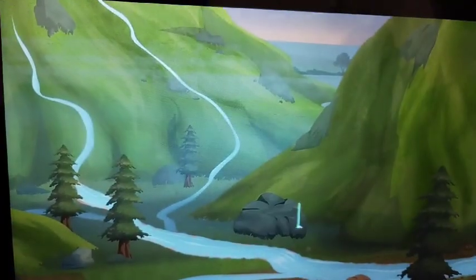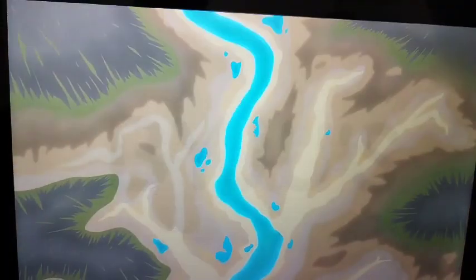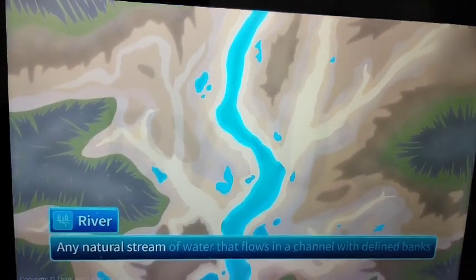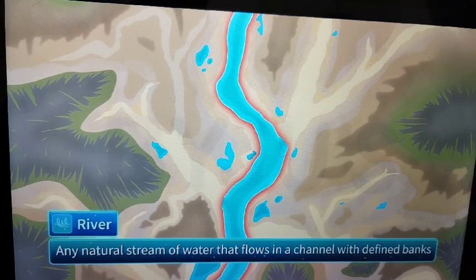These small water streams merge together to form a bigger water stream, which then drains into large water bodies like the lakes, seas, or the oceans. This large water stream, formed by several smaller water streams, is called a river. We can define a river as any natural stream of water that flows in a channel with defined banks.